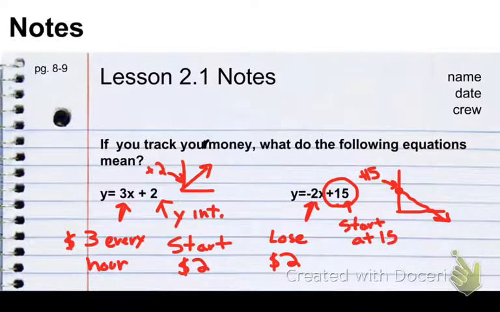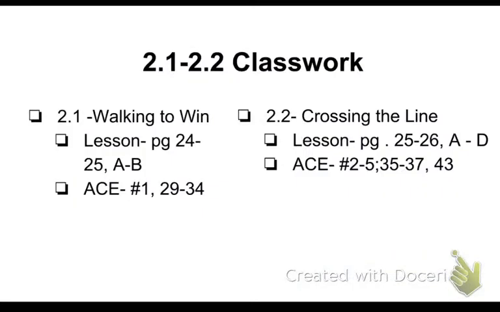All right, ladies and gentlemen. Your classwork for 2.1 is going to be the lesson on pages 24 through 25, A through B. The ACE problems are going to be 1, 29 through 34. And for 2.2, we're going to be doing pages 25 and 26, A through D. We're going to be doing ACE problems 2 through 5, 35 through 37, and 43. All right, ladies and gentlemen, have fun.